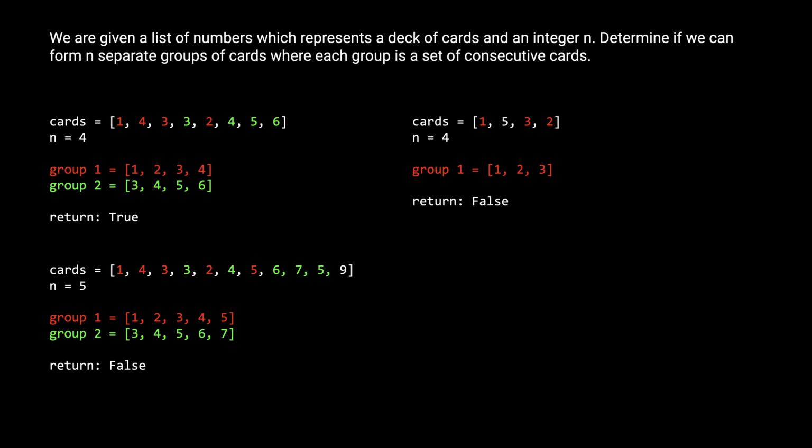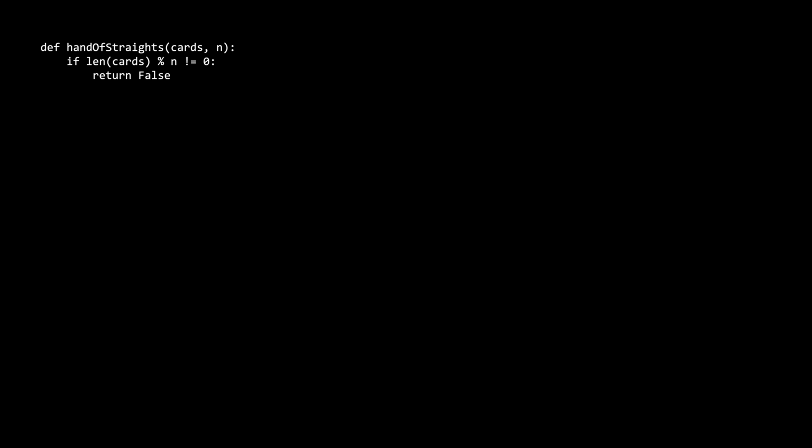we still have to return false. So if we want to return true, at the very minimum, the amount of cards we are given has to be divisible by n. That can actually be a check in the very first part of our code. If the size of the cards list is not divisible by n, then we know, regardless of the values of the cards, we are never going to be able to use all the cards to form groups of size n, so we can just return false immediately.